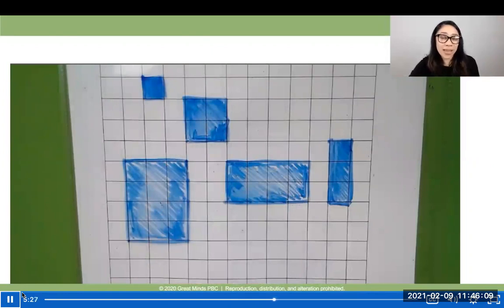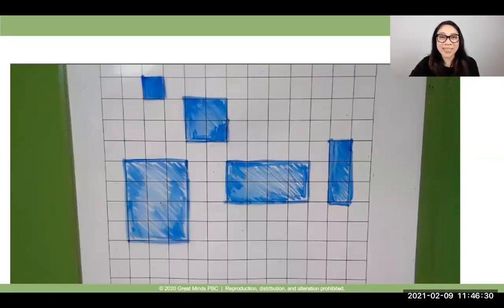Can you identify a parallelogram? Can you identify a trapezoid? Perhaps you're thinking no, because these lines are all perpendicular. I want you to keep in mind that squares and rectangles are parallelograms and trapezoids.